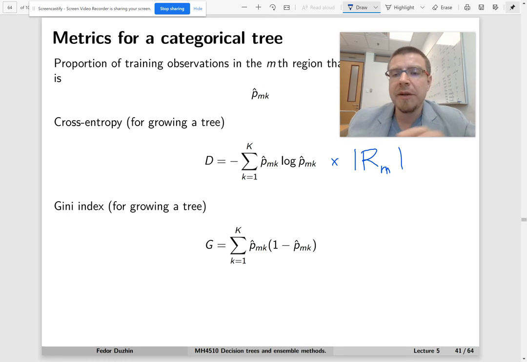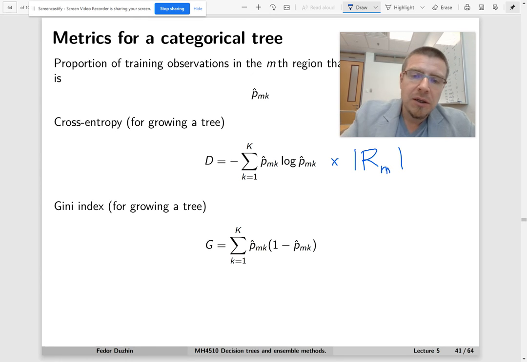So if we multiply this by the number of observations in the region, then we will get the familiar cross entropy that we learned in lecture 1 and lecture 2. Right, so adding this over all the regions, we will get the familiar cross entropy for the entire data set.